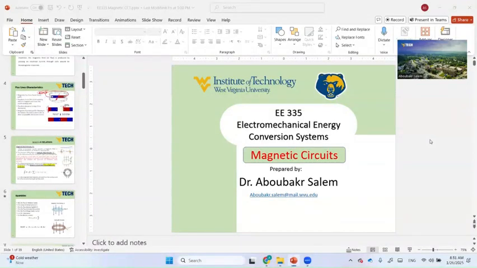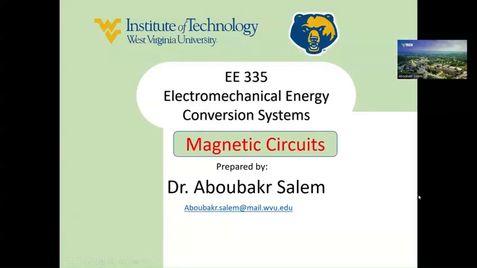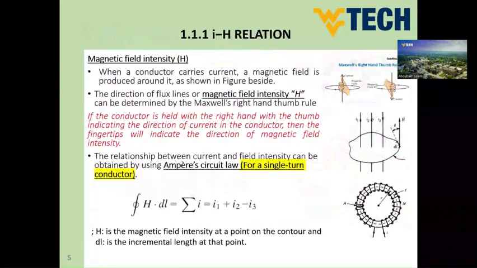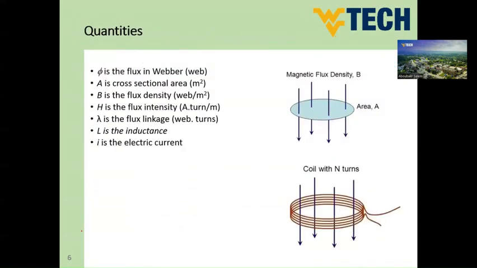Hello, everyone. Today we will continue our discussion in the topics of magnetic circuits. So just a quick revision of what we have discussed in the previous session. In the last session, we discussed the basics of magnetics, what a permanent magnet and an electromagnet are, and the different relations and parameters used in magnetics. We discussed the meaning of flux, flux density, flux intensity, flux linkage, and inductance.